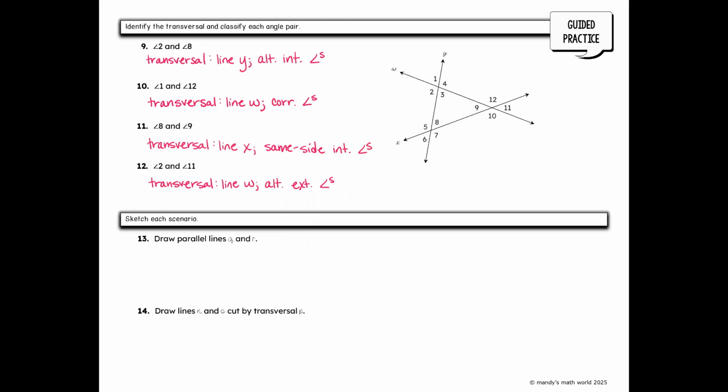So number 13 says, draw parallel lines Q and R. Well, parallel lines are lines that never intersect. So I could draw two lines just like this, Q and R. Number 14 says, draw lines N and O cut by transversal P. So remember, if it's a transversal, that's the line that's intersecting the other two lines. So here's an example of that. N, O, and then P is my transversal.